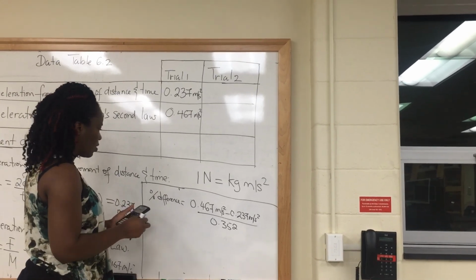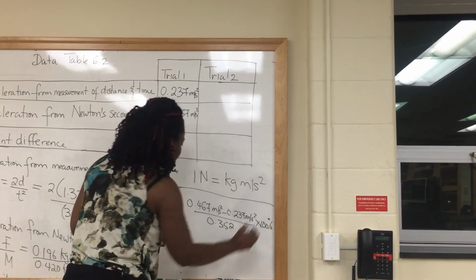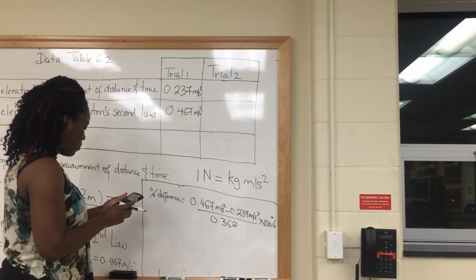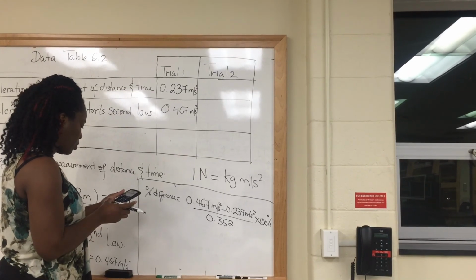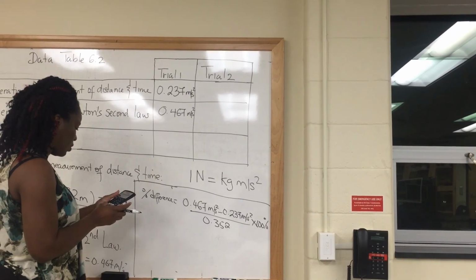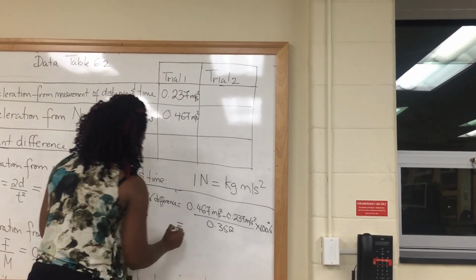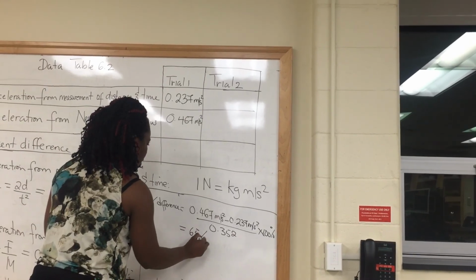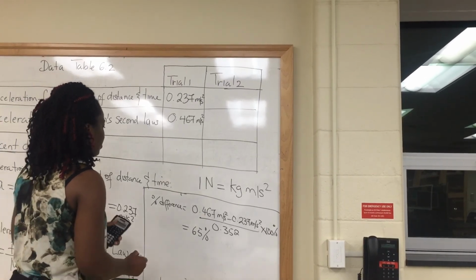All right, so now let's figure out what the percent difference is, and of course, since it's percent difference, we have to multiply by 100. So we have 0.467 minus 0.237, and then we're going to divide by 0.352. So here we have a large percent difference. It's going to be 65%. So the percent difference is 65%.